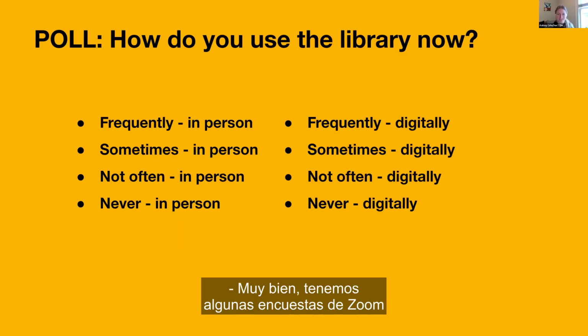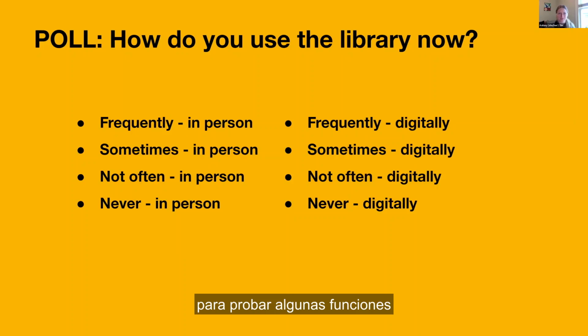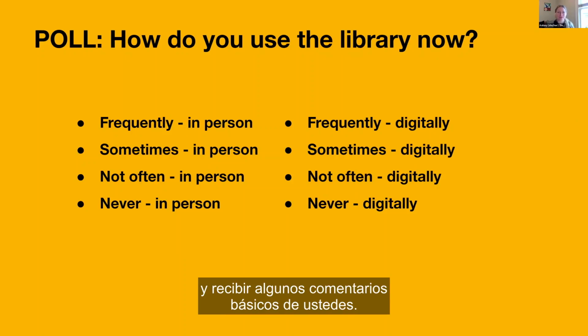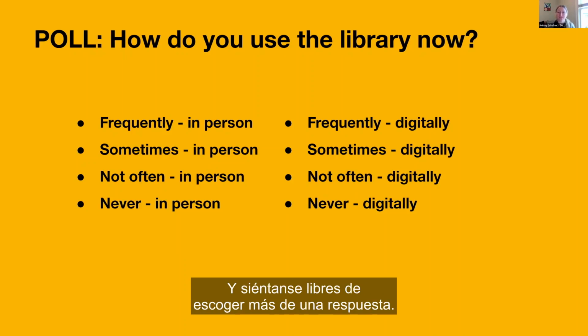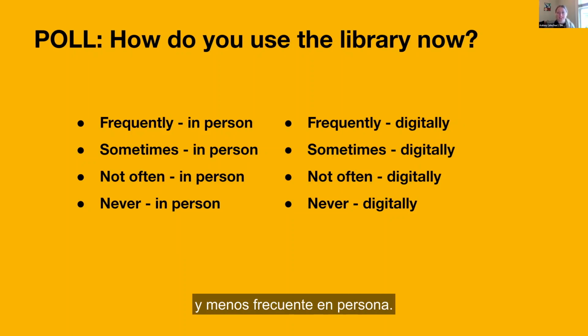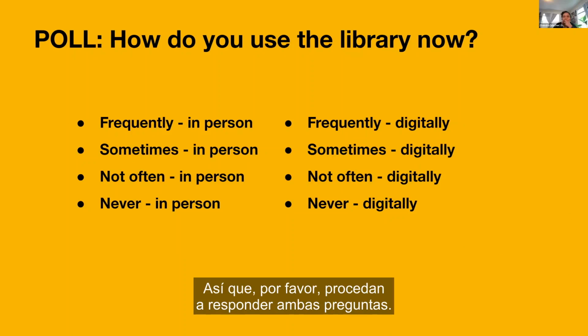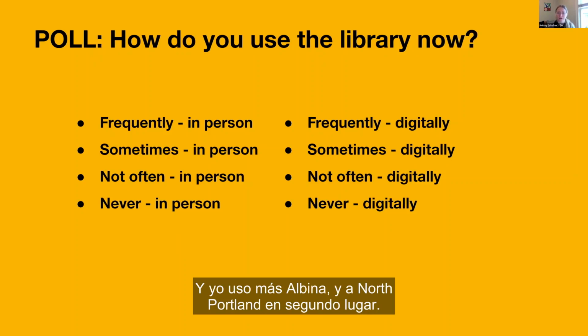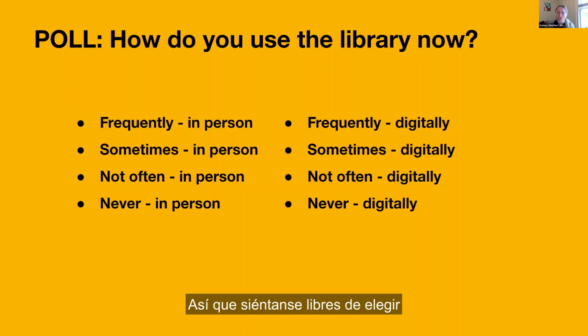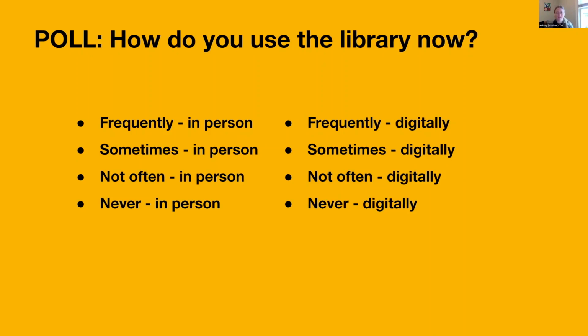All right, so we've got some Zoom polls to test out some features and get some pretty basic feedback from you guys. So the first question is, how do you use the libraries now? And feel free to choose more than one answer. I know I use it very frequently digitally and less frequently in person. So please go ahead and answer both questions. Our second question is, which libraries do you use the most? And I use Albina the most and North Portland the second most, so feel free to choose more than one answer for that as well.